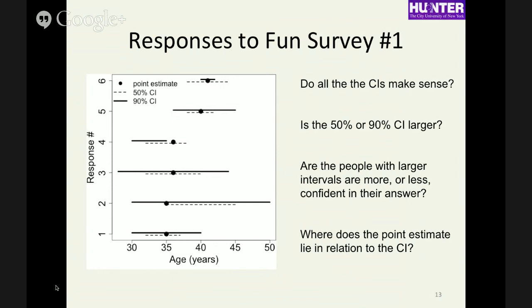But if this was your answer, then you should think about confidence intervals some more, because there's no way that your confidence interval should not include your best guess. It's a bad confidence interval then. If your best guess is lying outside of the range of plausible guesses, that's a problem. And if you're giving the same range to be 50% sure as to be 90% sure, that's also a problem. That means that you're not actually adjusting for different amounts of confidence.